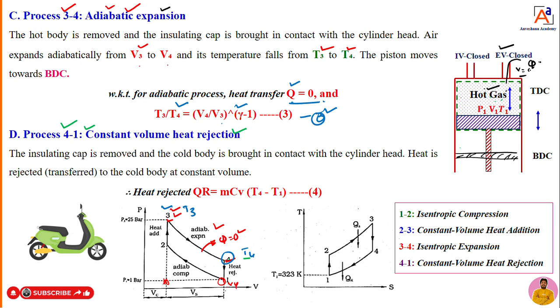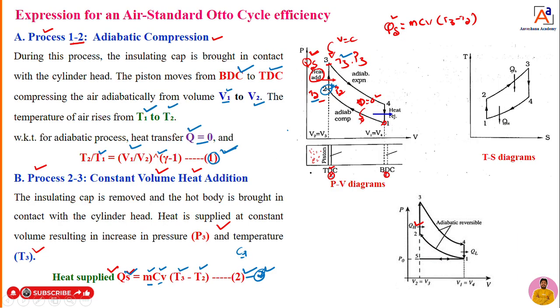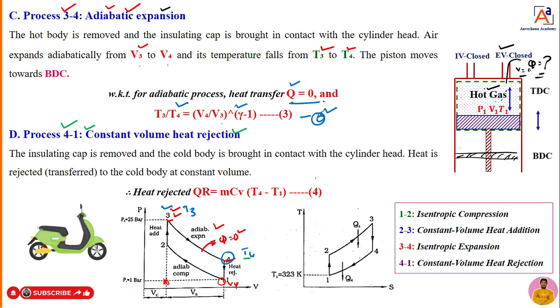Then how much amount of heat is getting rejected? Again, that can be calculated with the help of an equation. Now we are at a particular point, 4 to 1, right? At 4 to 1, what is actually happening? Heat is getting rejected. At 4, what is the temperature? We have T4. At point 1, we have temperature T1. These are the two temperatures here now.